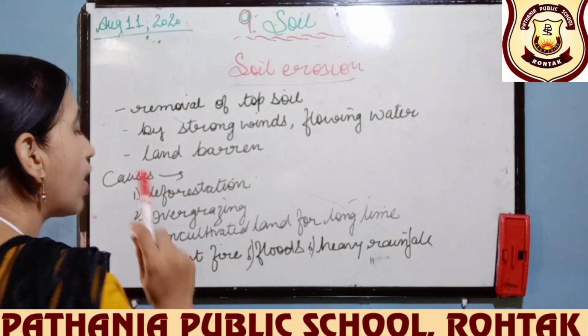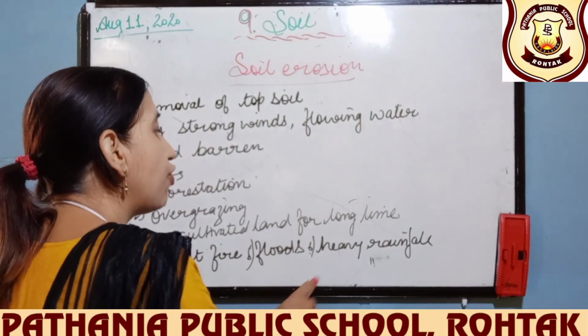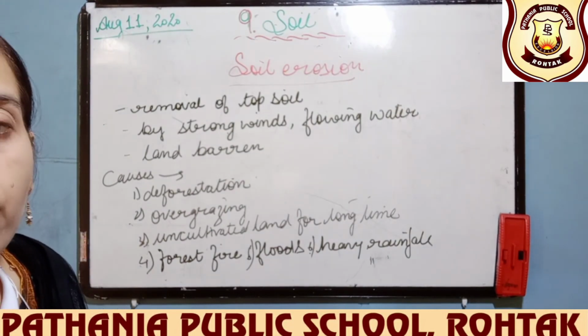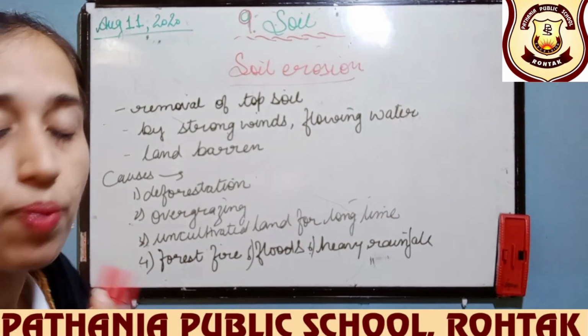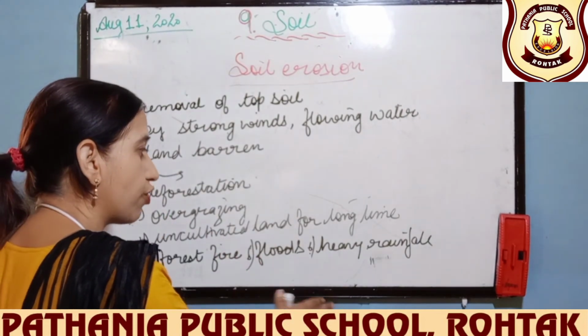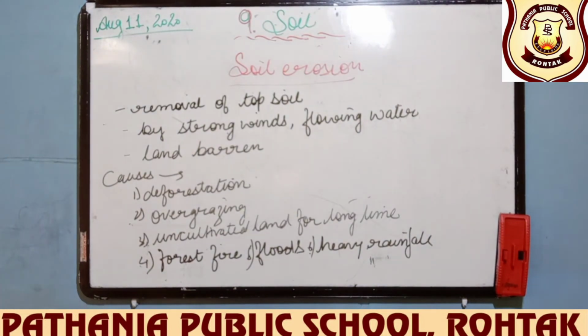Even floods wash away the soil. Heavy rainfall: as the land is barren, no plant is there to hold that soil, and all of that soil will be washed off. Due to heavy rain and floods, they all are responsible for causing soil erosion.